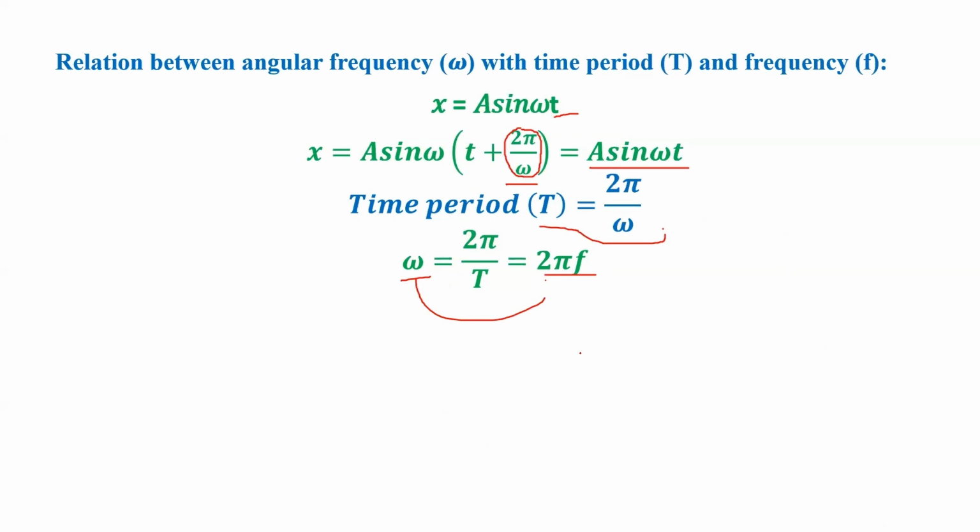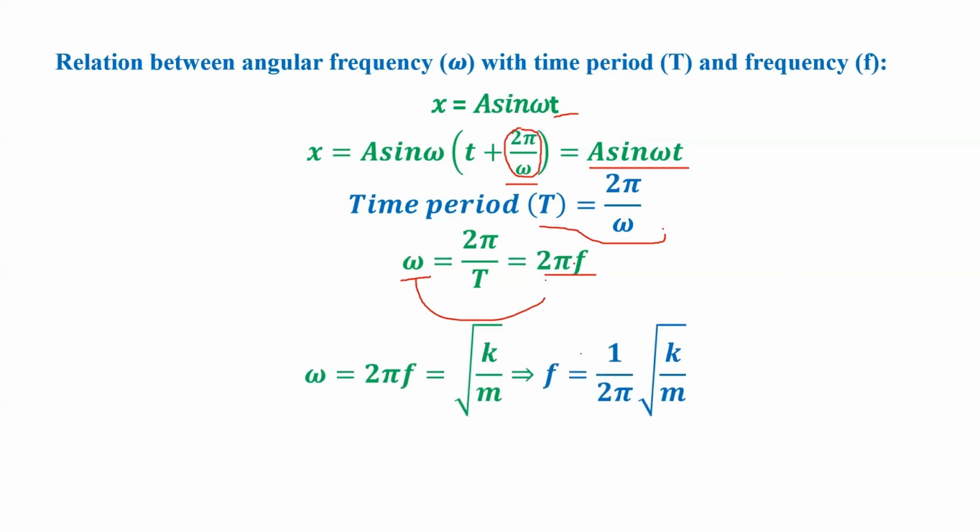And we already proved omega equal to root k by m. So omega equal to root k by m is equal to 2 pi f. From this, frequency f equal to how much? 1 by 2 pi root k by m. Frequency f equal to 1 by 2 pi root k by m. And if you want to find out the time period, it is the reciprocal of the frequency, so that equals 2 pi into root m by k. So in this way, we can find the relation between omega, time period, and frequency.